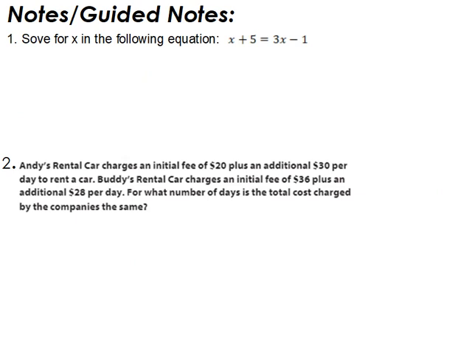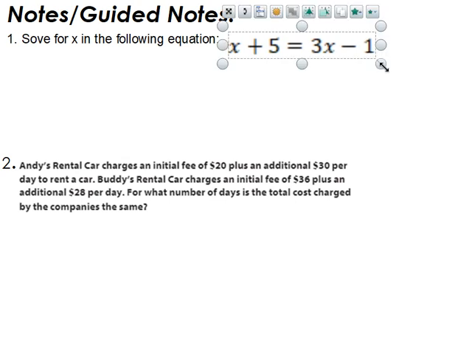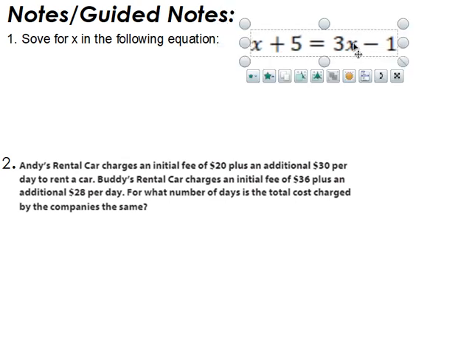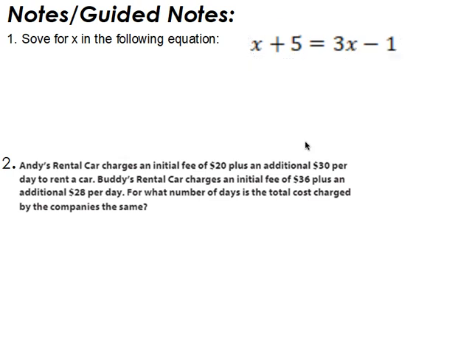So let's just get into this though. So we're going to solve equations that look like this. So we have x plus 5 equals 3x minus 1. So what we have here is an x on the left side and an x on the right hand side. Okay, so I have the variable on two sides of the equal sign.